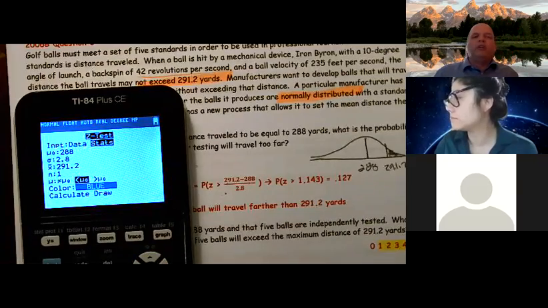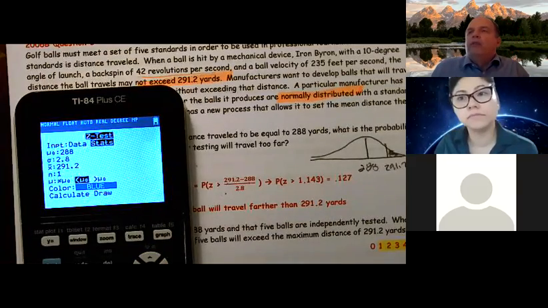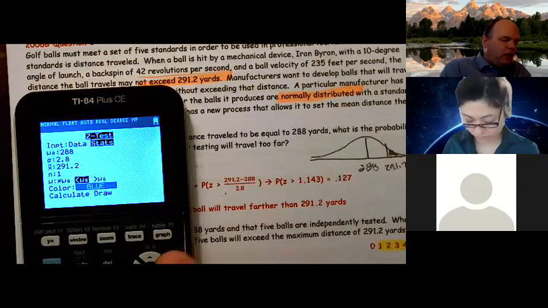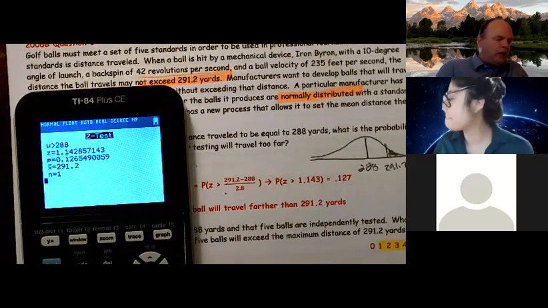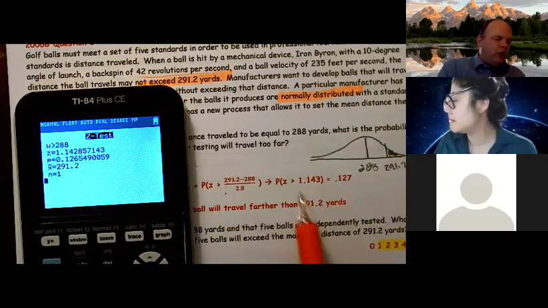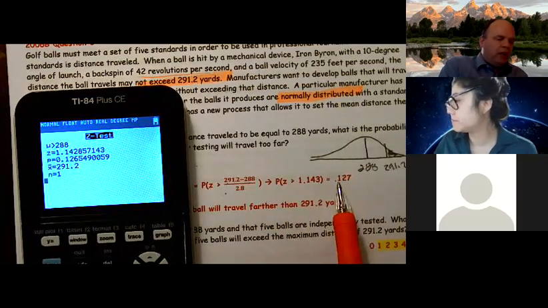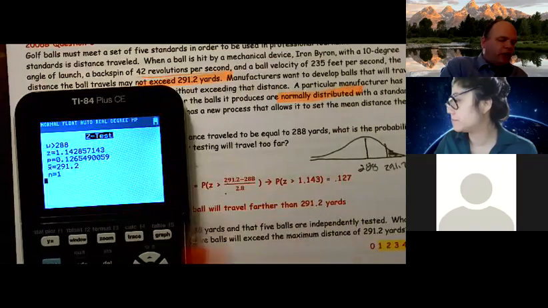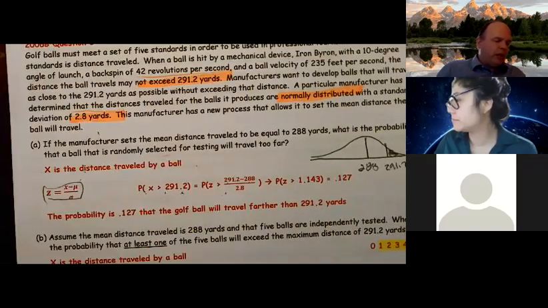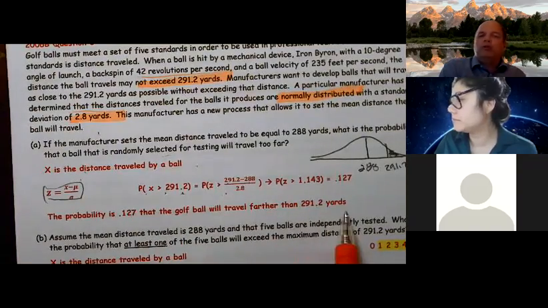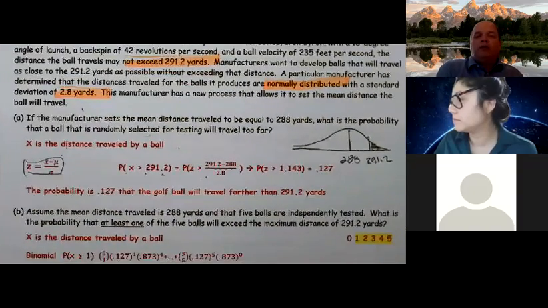Now, here's what's interesting. It asks for the sample size. We are looking for the probability that one ball travels too far. So my sample size is 1 in this case. All right. So we're going to put a greater than symbol. And we go calculate, and we find out that we end up with a Z statistic of 1.143, a probability of 0.127. And so that right there tells us our answer, that the probability is 0.127 that the golf ball will travel farther than 291.2 yards. And that, if you did that, would get you full credit.